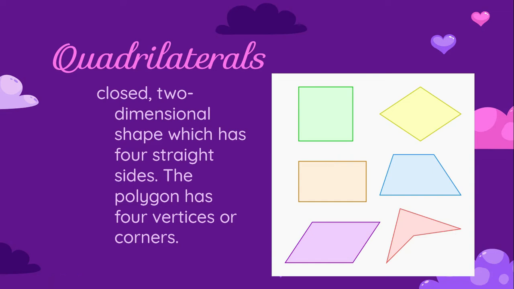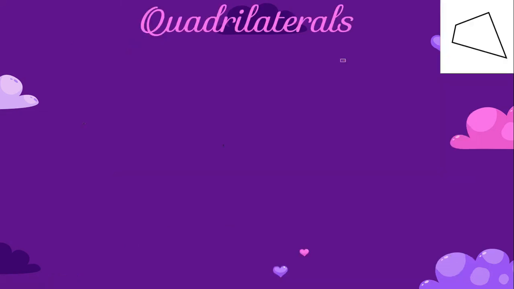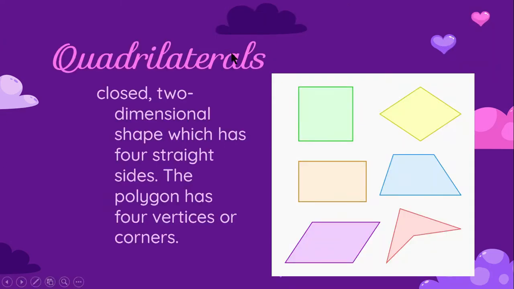As you can see in our illustration, all of the shapes have four straight sides. They are two-dimensional and closed. They have four vertices and four corners. They are quadrilaterals. Now, we'll be tackling the quadrilateral family, because a quadrilateral has different shapes, sizes, and properties. As we can see here, there are different kinds of quadrilaterals. Let's identify each of them.